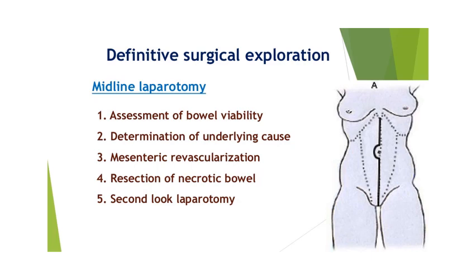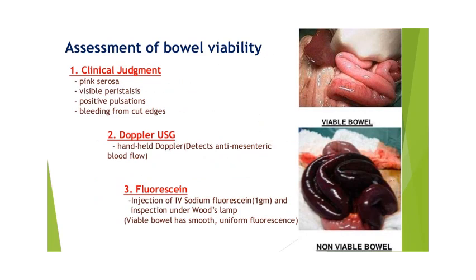Definitive surgical exploration in these patients: midline laparotomy, assessment of the bowel viability, determination of the underlying cause, mesenteric revascularization, resection of necrotic bowel. In some cases we do second look laparotomy. Assessment of bowel viability: we judge the viability of the intestine clinically, or by Doppler ultrasound or fluorescein. Clinically, if the intestine is viable it is pink with visible peristalsis, positive pulsations in its mesentery and bleeding from cut edges.